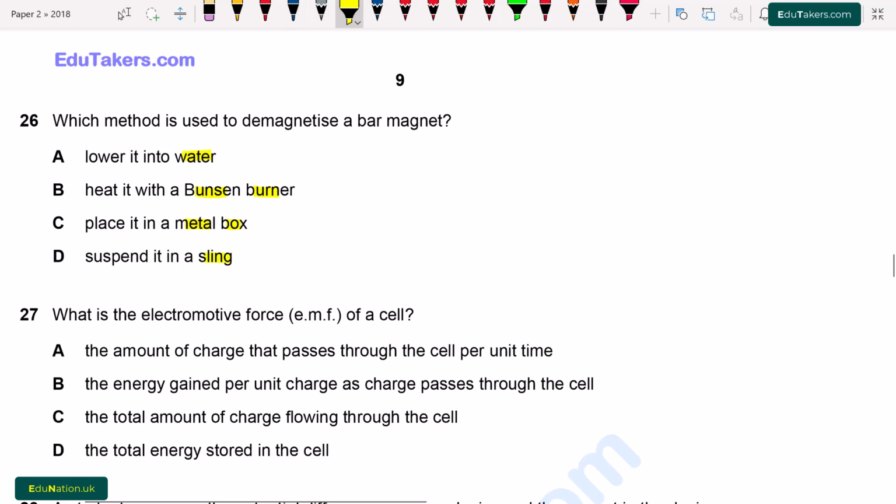So heating a bar magnet with a Bunsen burner will demagnetize it. So option B is correct from here. By heating we can demagnetize the bar magnet.